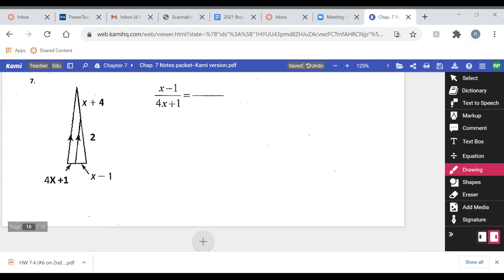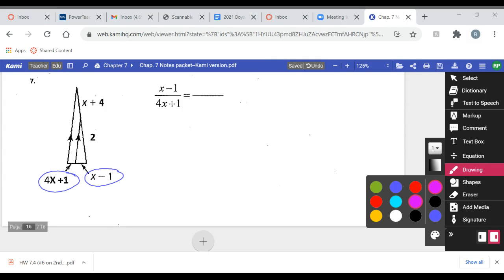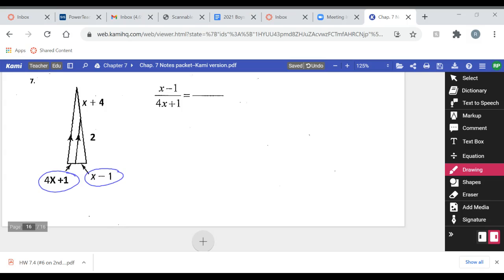Okay, so if we look at this one, I still see a triangle. I still see two parallel lines. I know those parallel lines are splitting those pieces up into proportional parts. They want me to complete the proportion and then cross multiply and solve. So I can see they started off with saying x minus 1 over 4x plus 1. And I know that has to be equal to, following that same pattern, 2 over x plus 4.